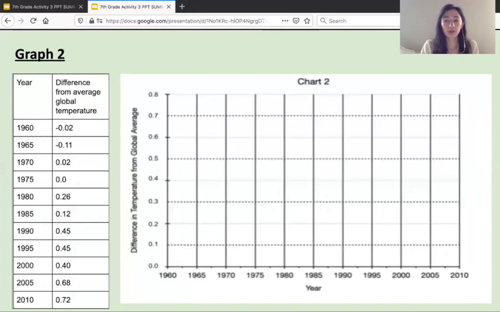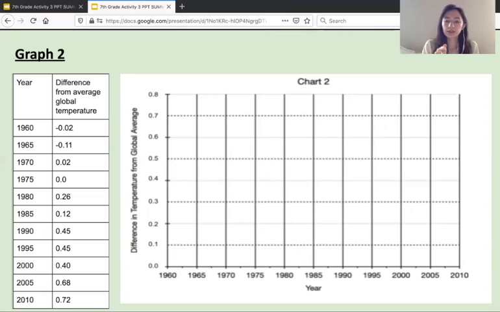Graph 2, you are going to graph yourself, but I'm going to talk about it a little bit. So the same x-axis on the bottom as graph 1 is still there. It's the years, so the same years, 1960 to 2010. The only difference is the y-axis, the vertical axis in this graph, is the difference in temperature from the average. So these average temperatures were found over the years, and then they look to see how much different each of these years was from the norm.